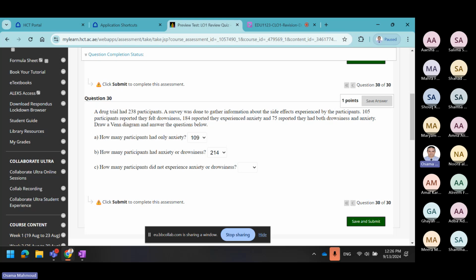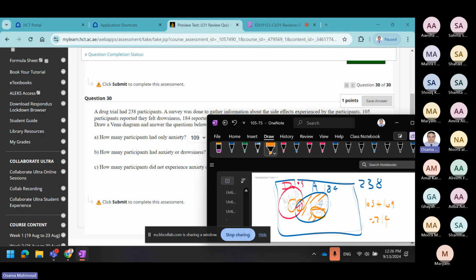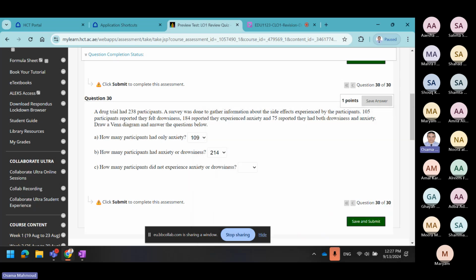How many participants didn't experience anxiety or drowsiness? It means I have to get anyone outside, they have no problem. So how much is this one? I know the total is 238, so I get 238 minus 214, which have anxiety or drowsiness, right? So what is the value here? 24. So this is 24. Now I can submit.